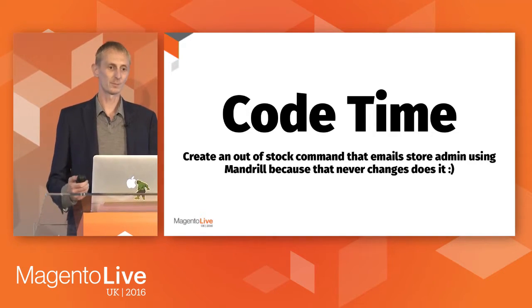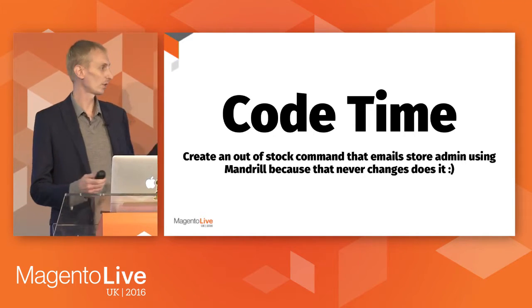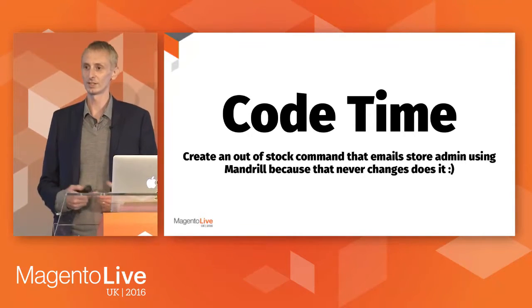So now some real-life example code that we can use in Magento 2, which is actually going to showcase a naked module and a deconstructed module. What we're going to build is a Magento 2 CLI command, which is going to email the store admin. And we're actually going to use Mandrill, because Mandrill never changes. It's never changed its pricing, ever.